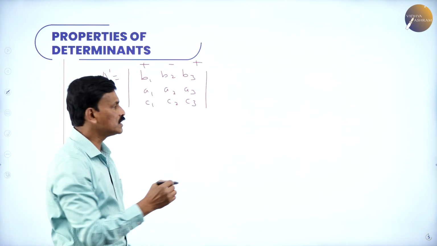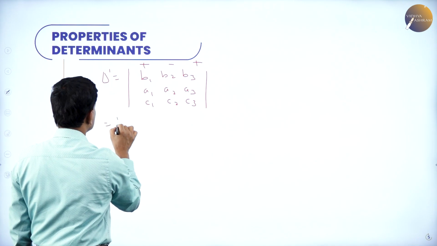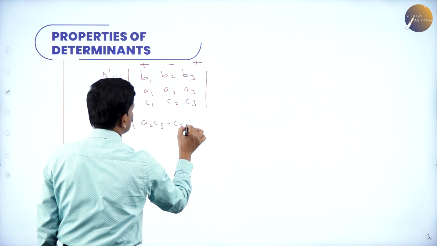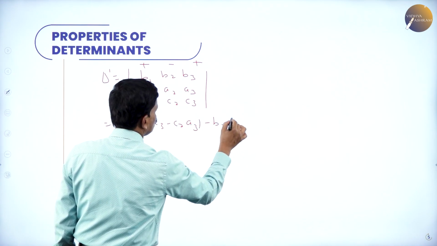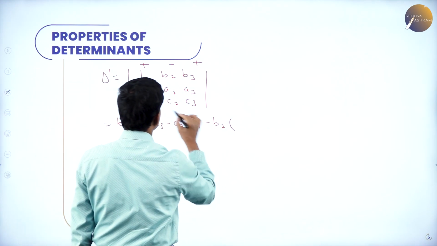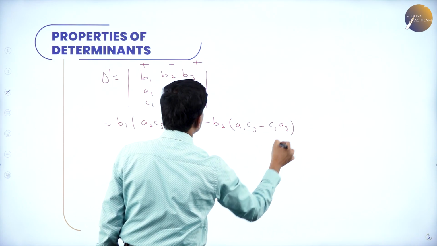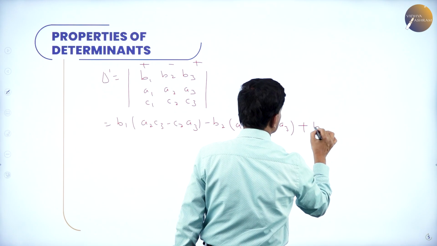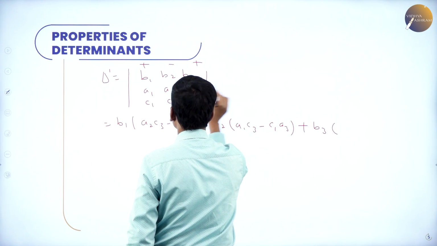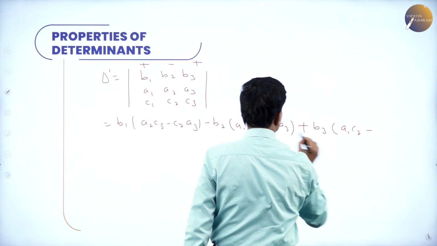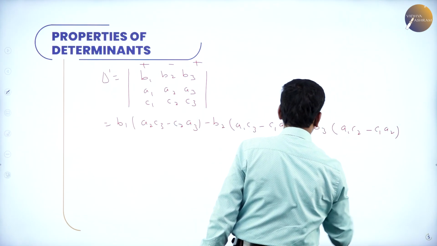So let us expand this. Plus, minus and plus. This is B1 into A2 C3 minus C2 A3, minus B2 into this row and column is deleted, A1 C3 minus C1 A3, plus B3 into this row and column is deleted, A1 C2 minus C1 A2. Now simplify this.